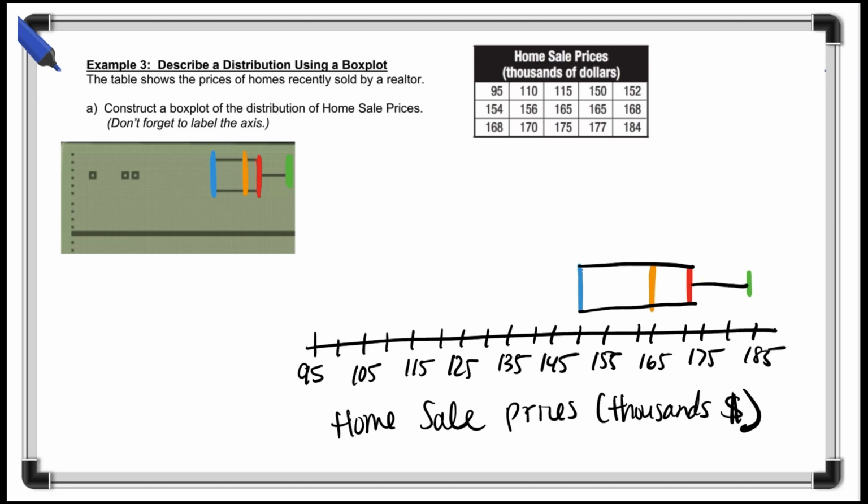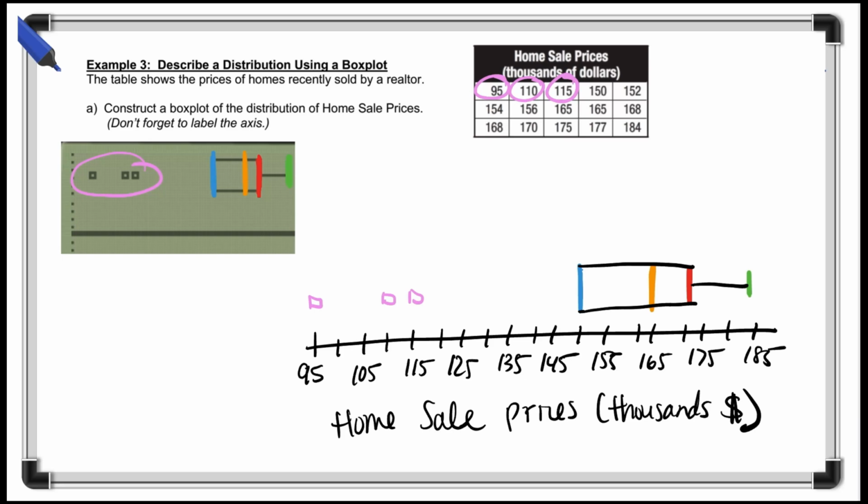What you notice is that you actually had some of these boxes here. Those are your outliers. These were the numbers that didn't really fit with the rest of your data. That was the 95, the 110, and the 115.